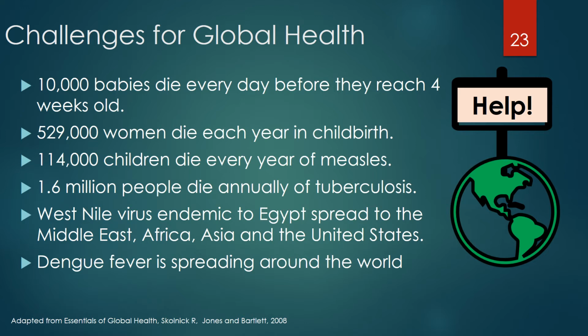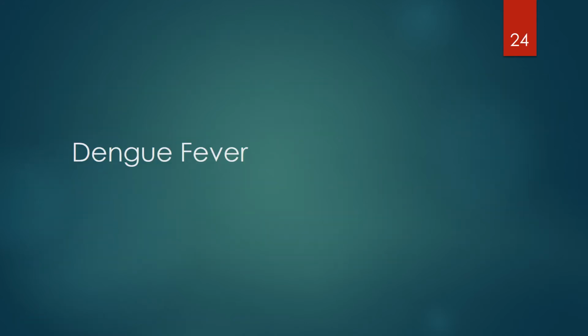Local diseases like West Nile virus, endemic to Egypt, spread to the Middle East, Africa, Asia, and by 1999 reached the United States. Dengue fever, endemic in Southeast Asia, is now spreading around the world in tropical and subtropical areas where the Aedes mosquito vectors live. Before we go on for a more detailed example, let's consider dengue fever disease and a new vaccine developed to help control that viral infection.